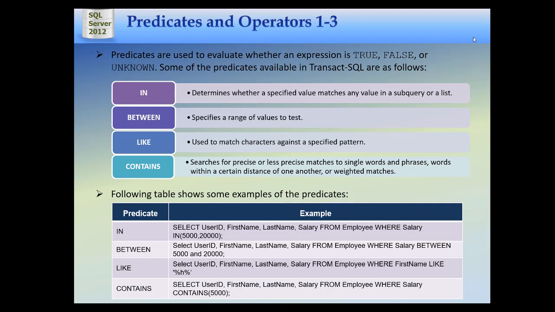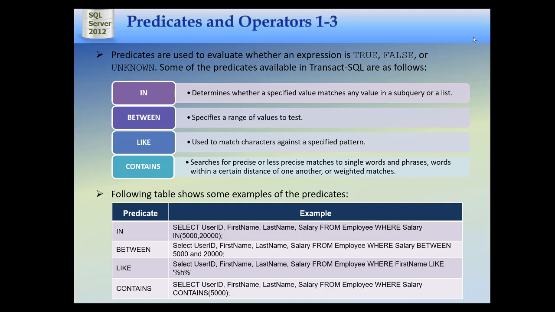BETWEEN basically specifies a range of values to test. So whatever it is that you're testing must be in a given range. LIKE we use mostly for text, like when we want to find people whose name contains an A, ends in an A, or something of that nature. CONTAINS searches for precise or less precise matches to single words and phrases, words within a certain distance of one another, or weighted matches. And the following table gives you some examples.